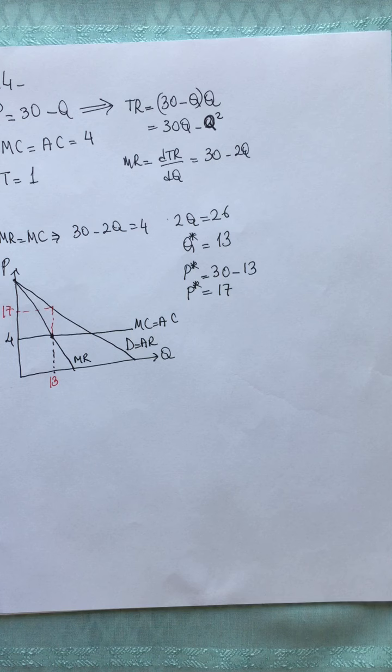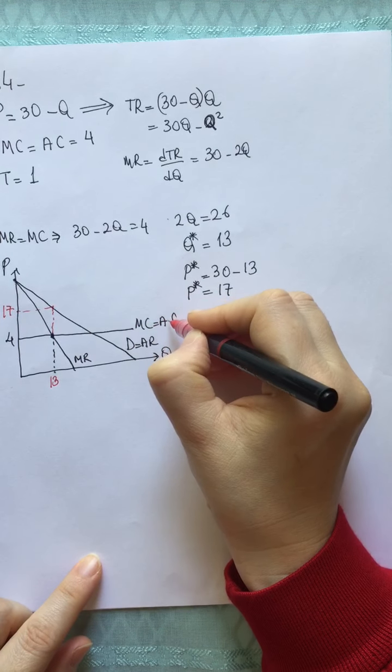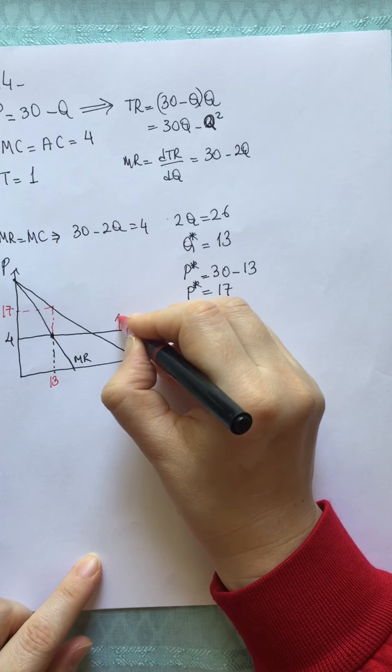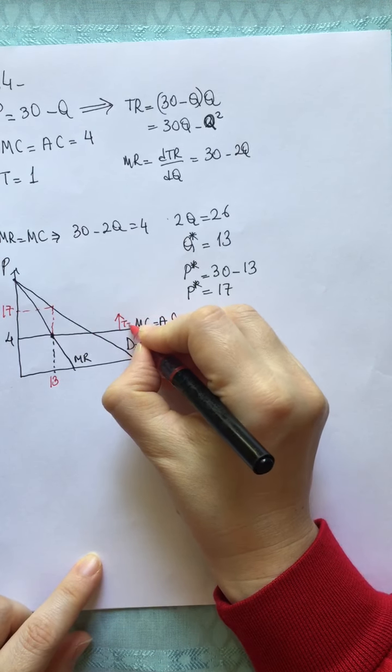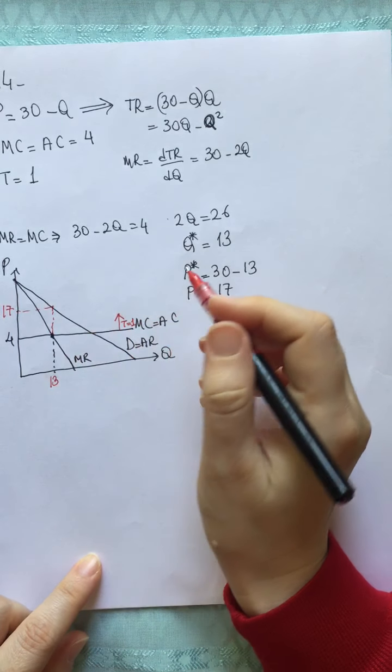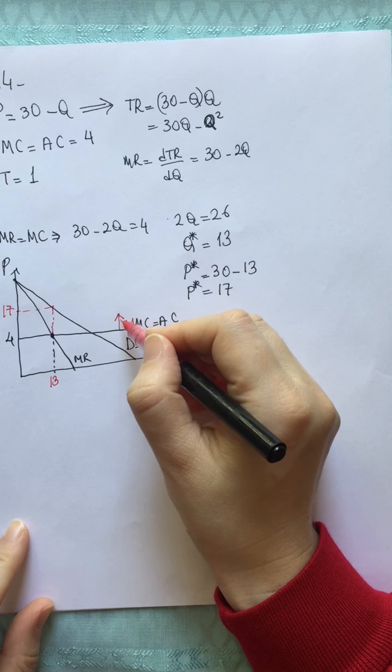When the government puts a specific tax on the production of the monopolist, then it will just be added to the marginal cost and average cost function of the monopolist. So we will just shift the marginal cost by the tax. Tax will be added to the marginal cost of the firm. So it's a per unit tax.